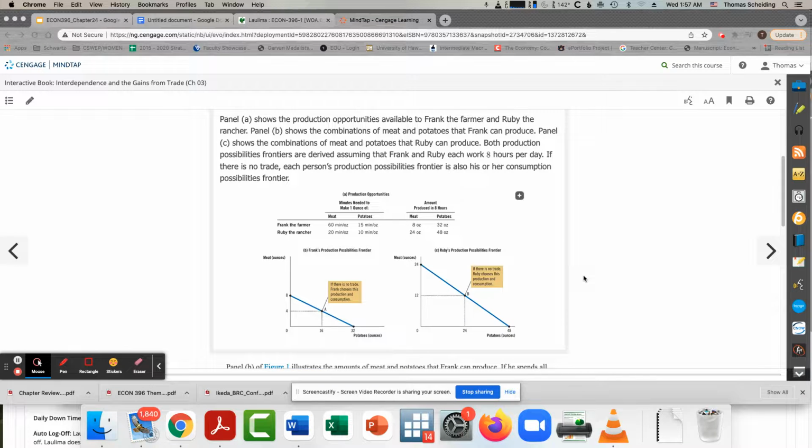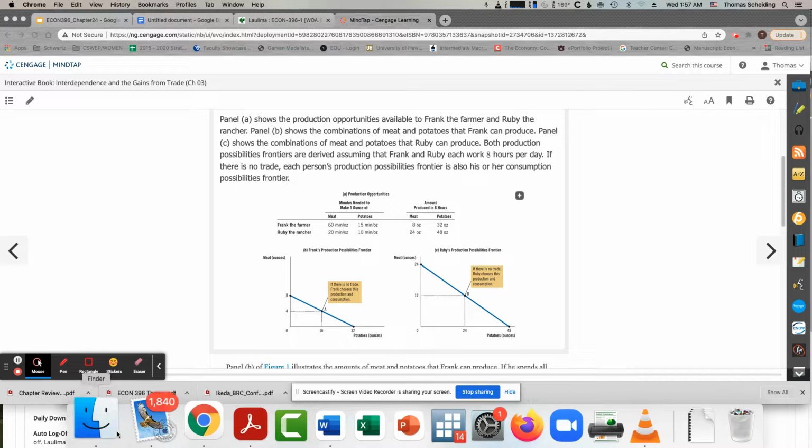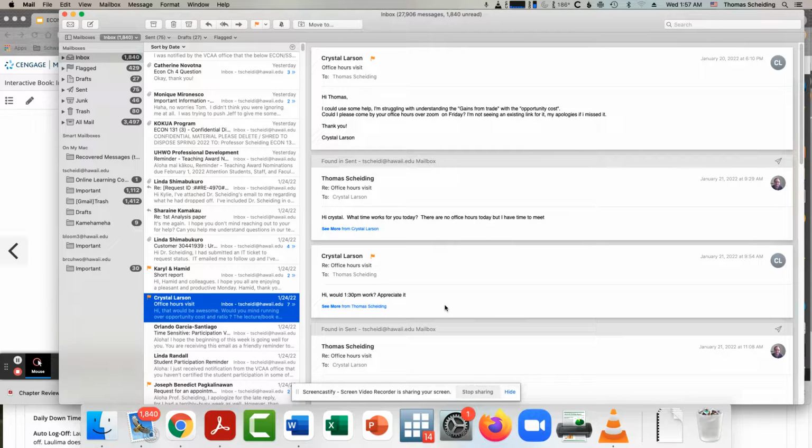Hi, Crystal. I think it's probably easiest if I'm just looking at this Frank and Ruby example and talking about it. So let's go back to your email here. Let's start first with understanding the concepts of opportunity cost and gains from trade and trying to understand that difference.